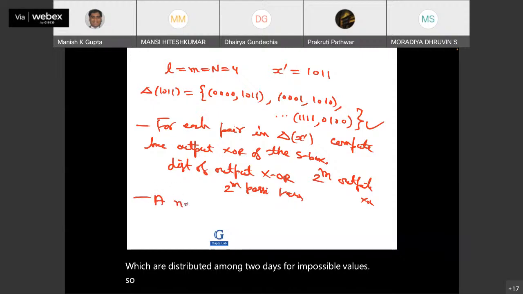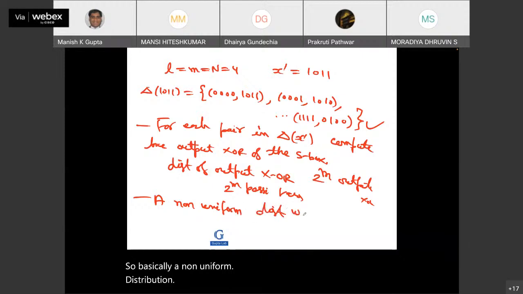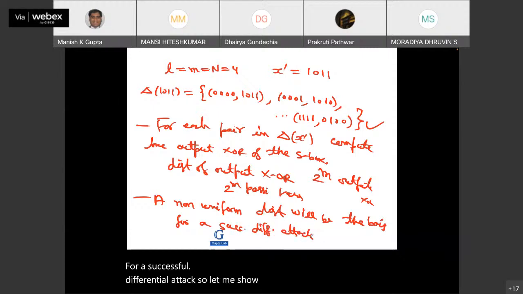Basically, a non-uniform distribution will be the basis for a successful differential attack. So let me show you for this example. Let us compute these things.